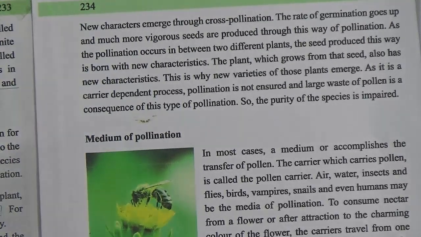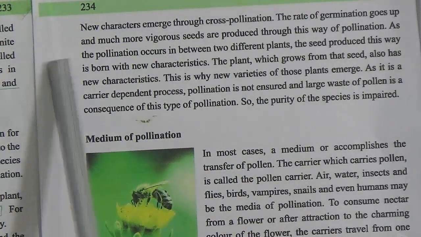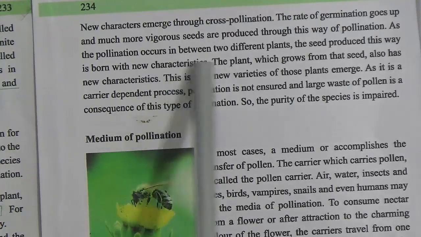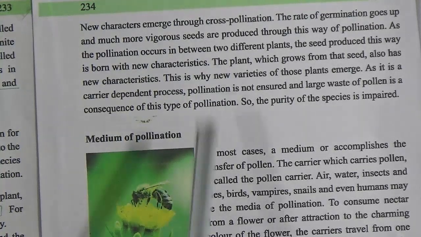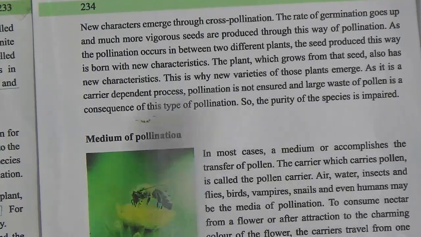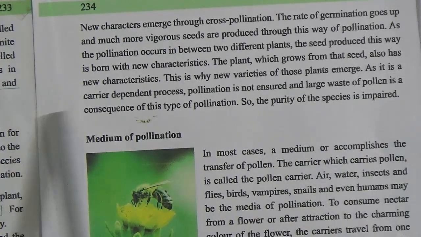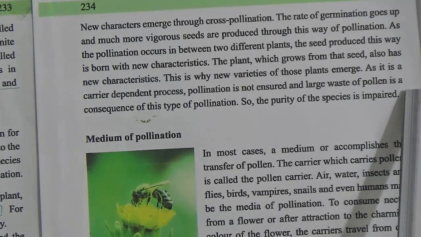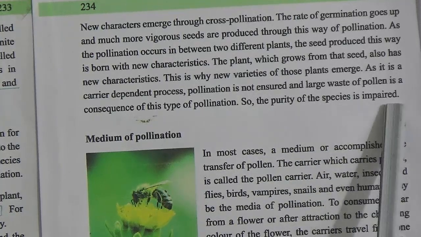Now come to this page, page 234. New characters emerge through cross-pollination. The rate of germination goes up and much more vigorous seeds are produced through this way of pollination. As the pollination occurs between two different plants, the seed produced in this way is born with new characteristics. The plant which grows from the seed also has new characteristics. This is why new varieties of those plants emerge. As it is a carrier-dependent process, pollination is not ensured, and large waste of pollen is a consequence of this type of pollination. So the purity of the species is impaired.